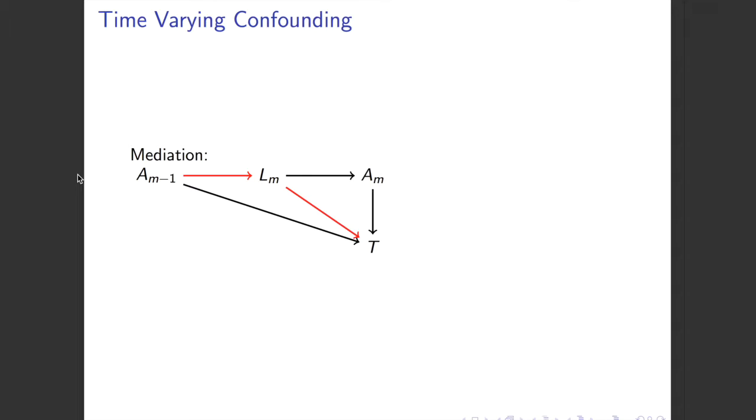So if we want to study the impact of A_{M-1} on T, then we don't want to control for this, right? Because we want the effect of this path to play a role. But on the other hand, if we want to study the impact of A_M on T, then we need to control for L_M because that's a confounder. But we don't want to do these specific things. We want to have a joint effect. So that's what makes things difficult.